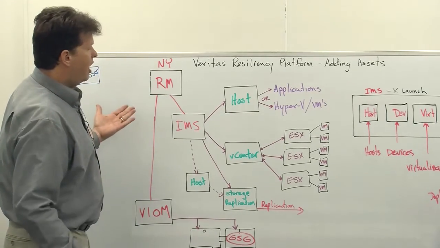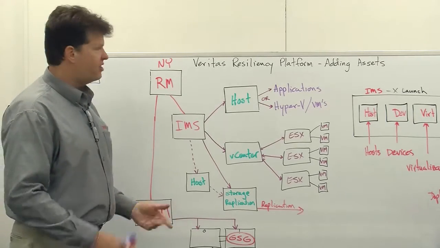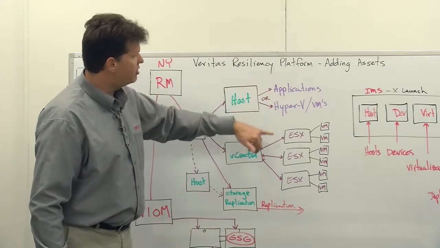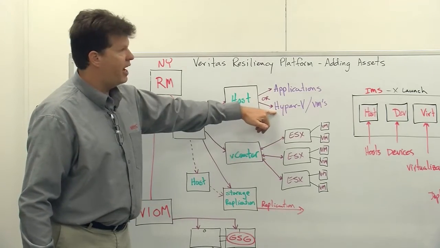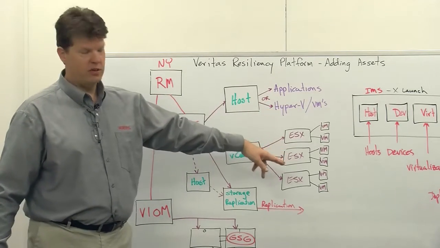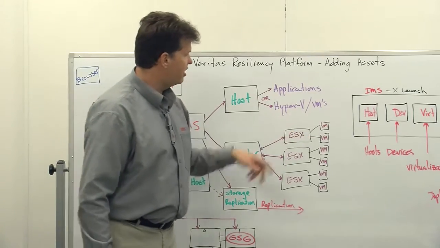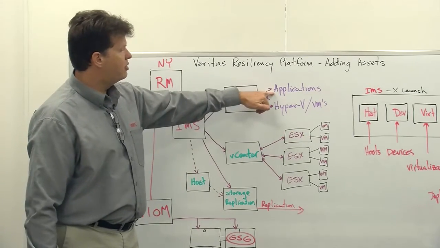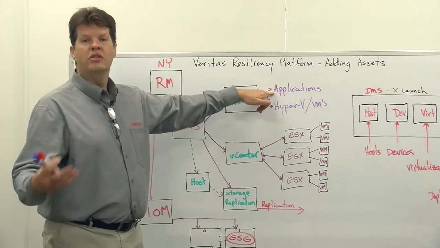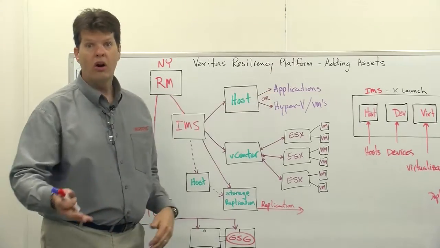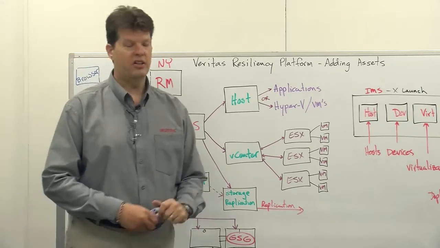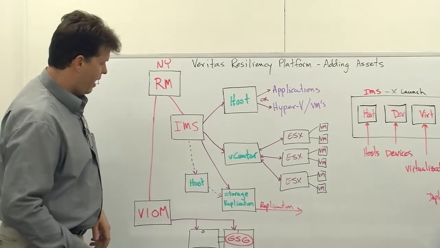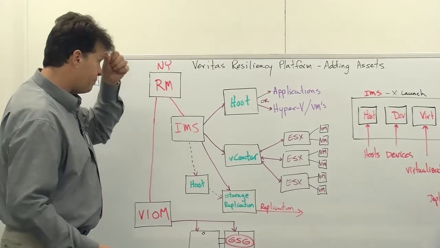So the assets that we can add to this environment are applications and virtual machines. The virtual machines in the form of Hyper-V virtual machines or VMware virtual machines, so it would be VMs running on ESX servers. The applications would be Oracle on Linux or SQL Server on Windows, or customized configurations, because we do have an application software development kit that you can use to implement your own applications into this environment.